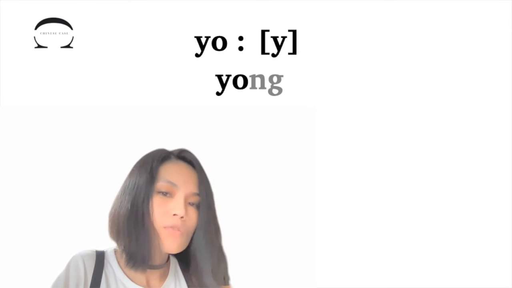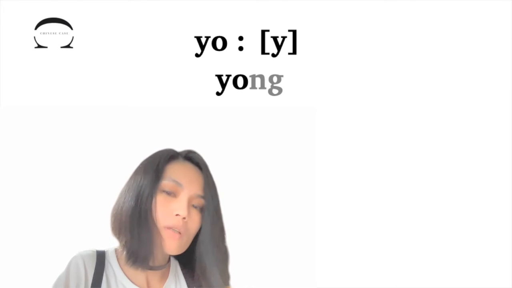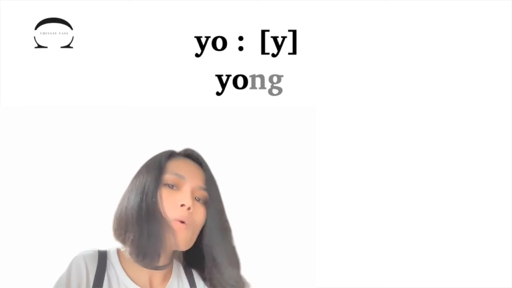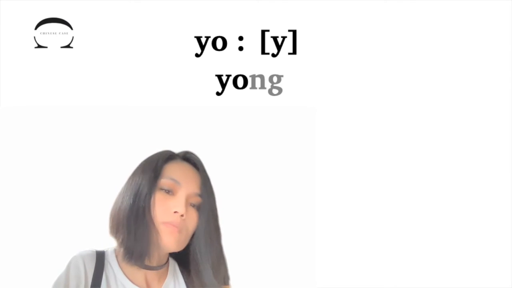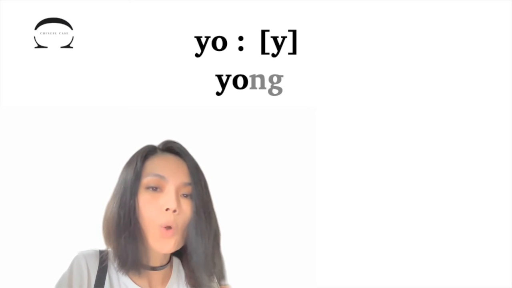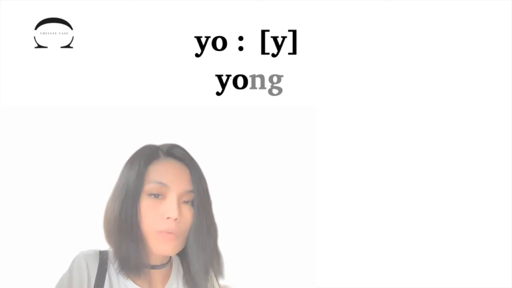When I-O-N-G forms a syllable without a consonant initial, it's written as Y-O-N-G. Inheriting the pronunciation of I-O, the Y-O combination is pronounced as yu. The whole syllable is pronounced as yong. If you're not sure how to pronounce the vowel sound yu, you could check out the link in the description.